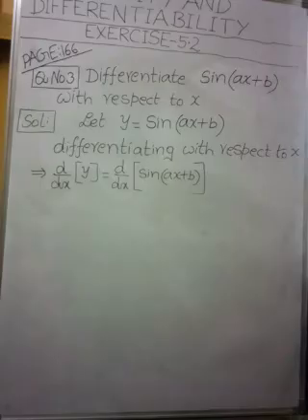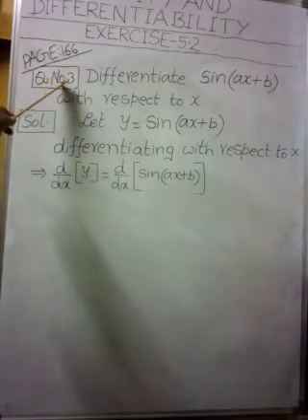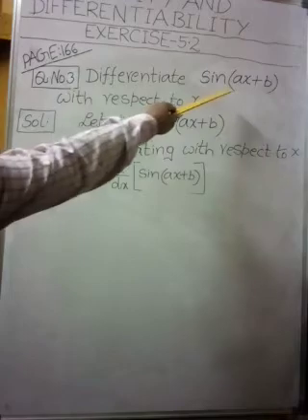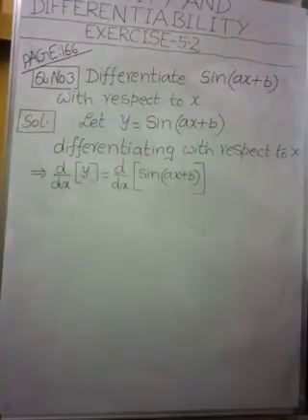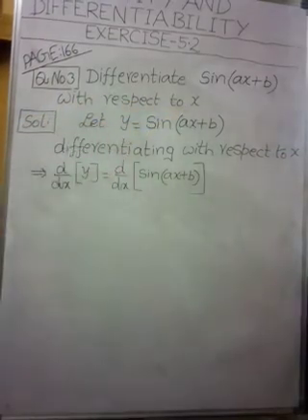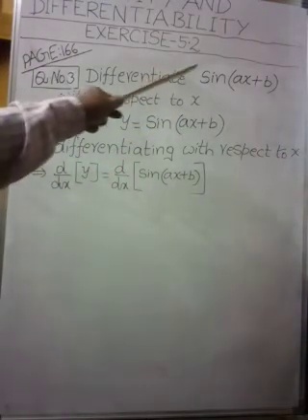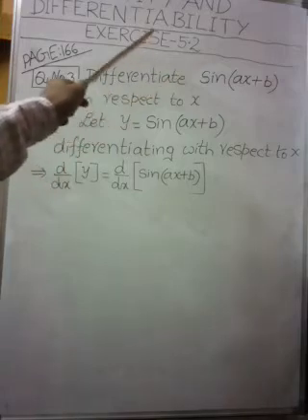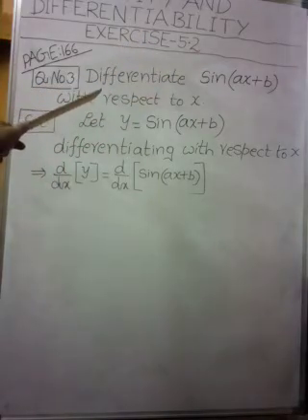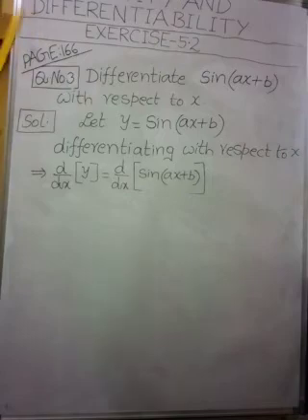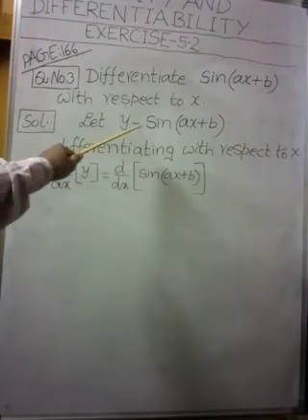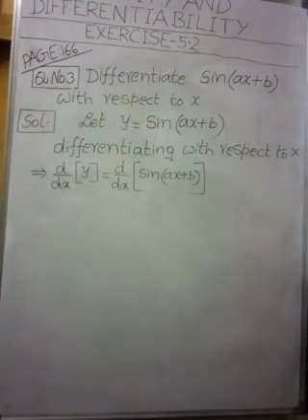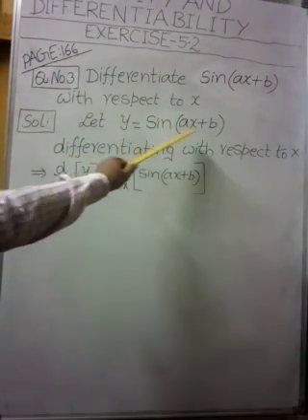Right. Now come to question number 3. Question number 3. Differentiate sine of ax plus b with respect to x. We have to differentiate sine of ax plus b with respect to x. Understood, my dear children? Right. Let us consider the given function is y. So y is equal to sine of ax plus b.